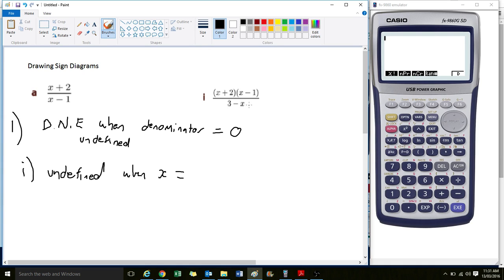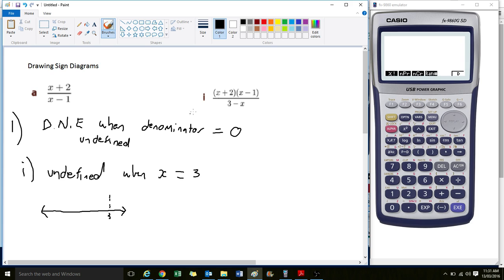Now, what we're talking about is the denominator. So the denominator is going to equal 0 when x equals 3. 3 take 3 is 0. Okay, x equals 3. So this means if we have the sign diagram, that when x is 3, we have an asymptote.